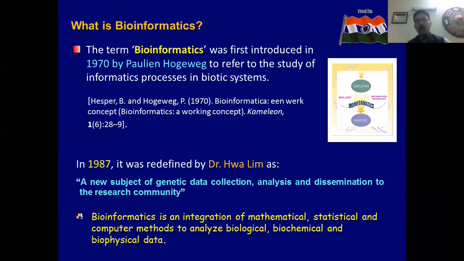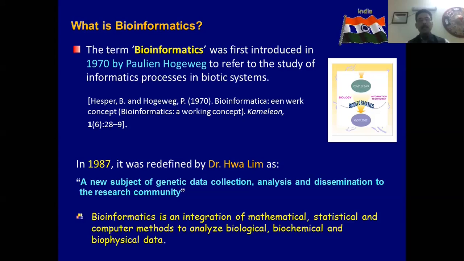But later on, the modern definition of bioinformatics was given for the first time in 1987 by Dr. Hwa Lin, and he described bioinformatics as a new subject of genetic data collection, analysis, and dissemination to the research community. But after the advent of the new genomic era and the development of the omics technologies, there have been a lot of changes in the biological front, and there have also been a lot of changes in the field of bioinformatics.